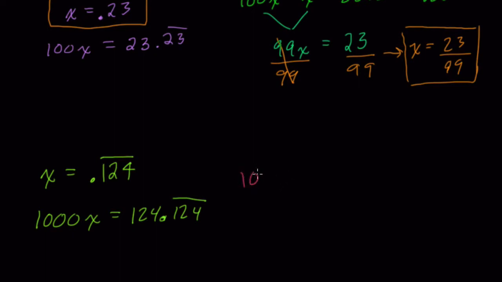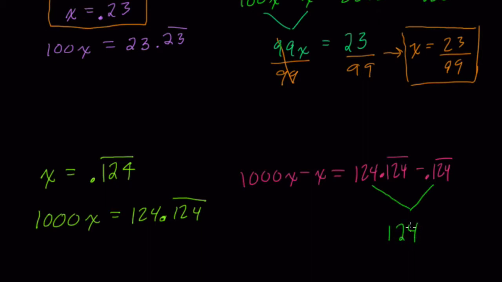Well, when we set up these equations, here we'll set up 1000x minus x, and that equals 124.124 repeating minus 0.124 repeating. Look how nice this is. Because we multiplied by 1000 and moved our decimal 3 times to the right, we're able to cancel out the repeating sequence here, right? We subtract 0.124 repeating, and that lines up perfectly with what's left over in the first decimal. So we have 124, right? And that will always work.